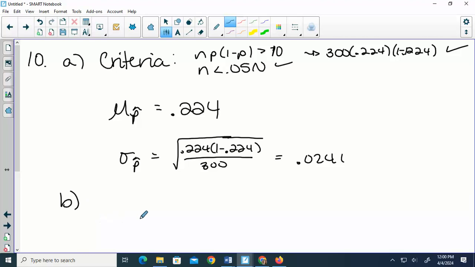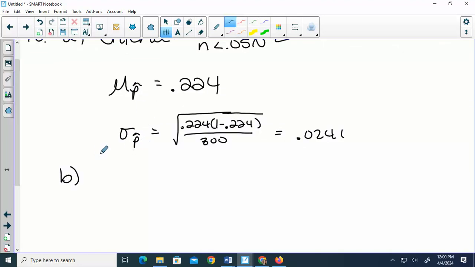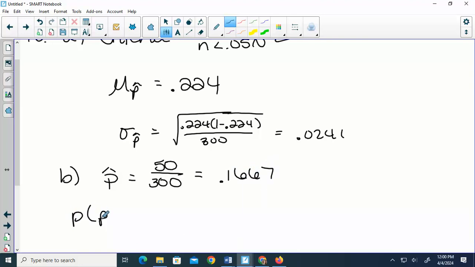So B, in a random sample of 300, what's the probability that at least 50 are smokers? I'm talking about p-hats in this problem because I don't have anything about sample means. So we need the p-hat. If we're talking about 50 out of the 300, 50 over 300 is 0.1667, and we are finding the probability at least, so greater than or equal to.